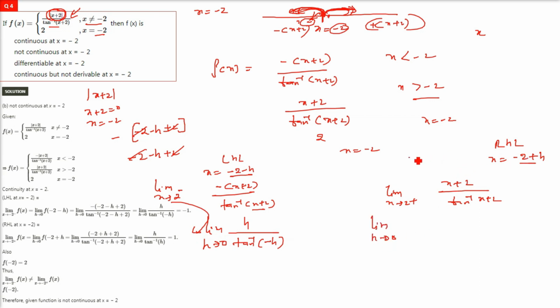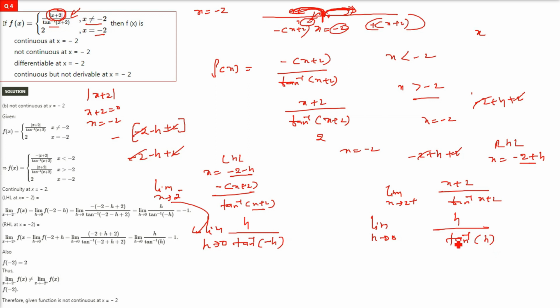And in this x plus 2, replace x by minus 2 plus h. So minus 2 plus h, and the 2 gets cancelled, h by tan inverse of x plus 2. So you have tan inverse of x plus 2, where x is minus 2 plus h. And then we have a 2 here, the 2 gets cancelled, h is there. So tan inverse h it will be.